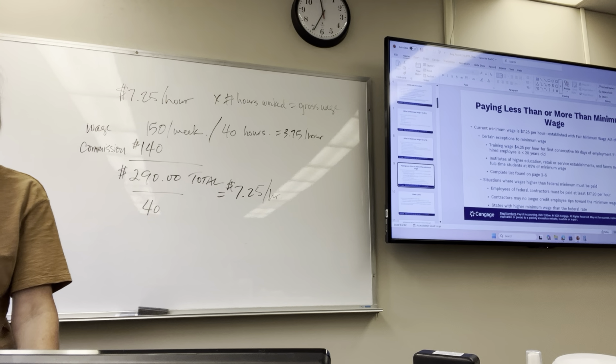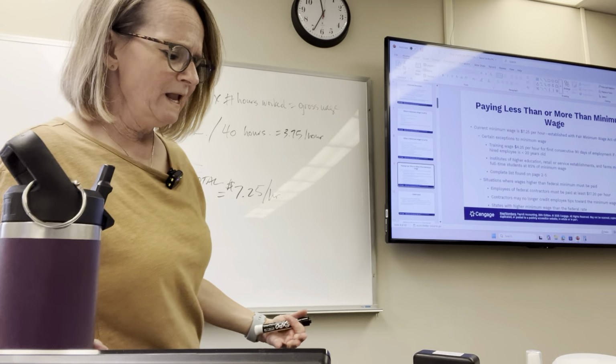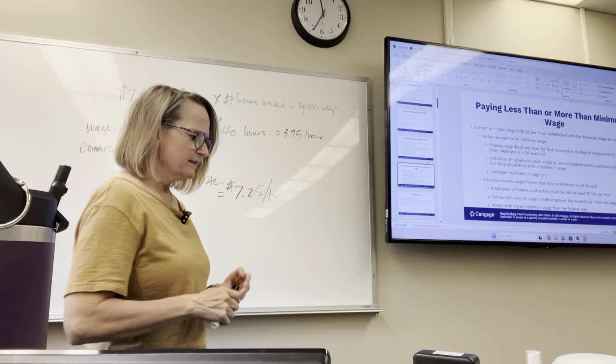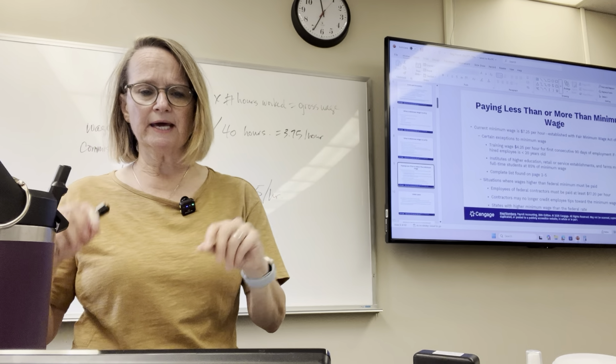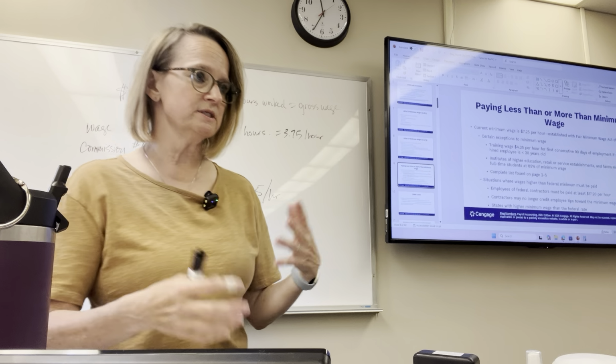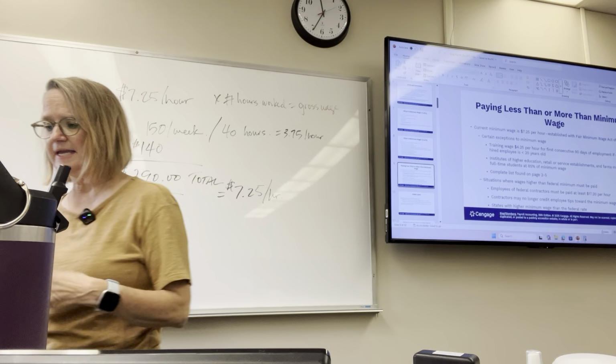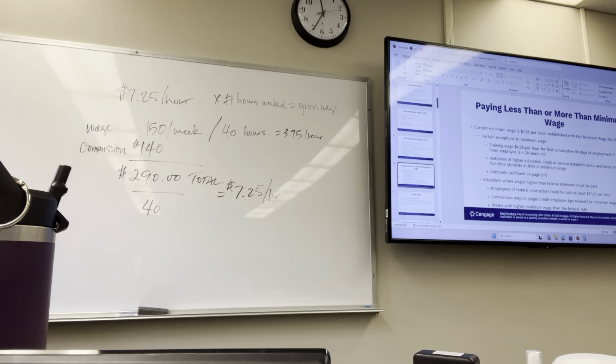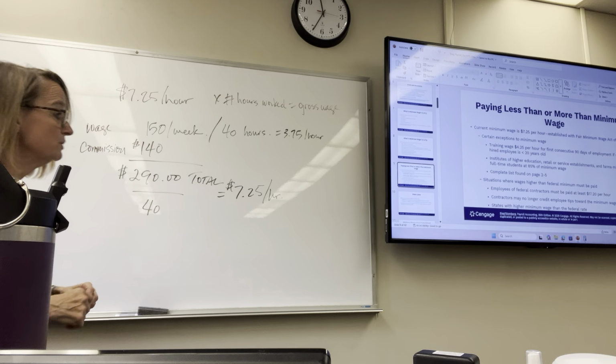If I remember right, places like Goodwill that employ individuals with intellectual disabilities, they can pay a lower rate to those individuals. They do have to get approval for that in order to do so.